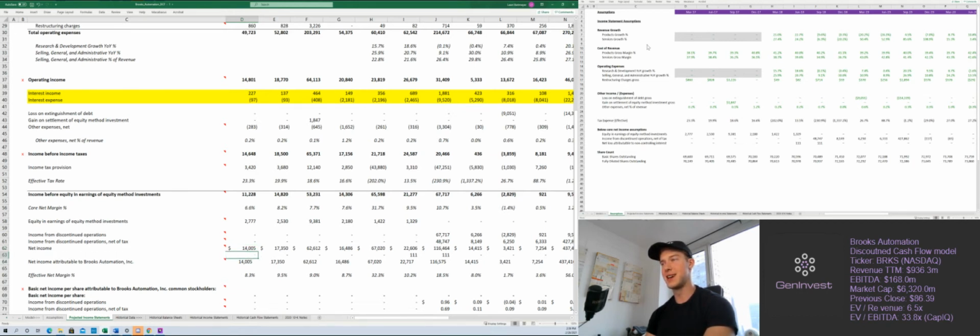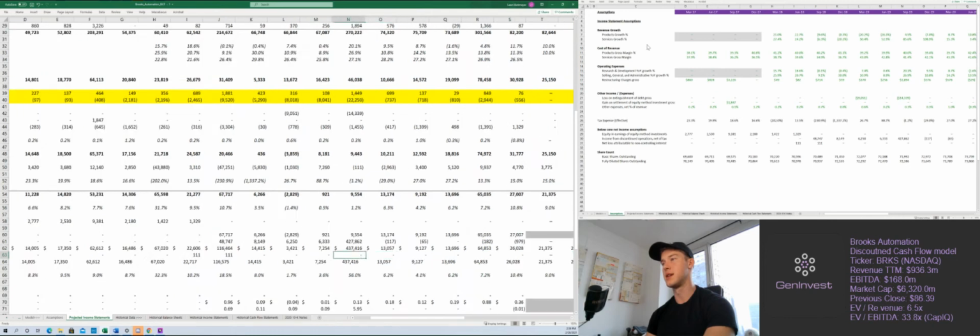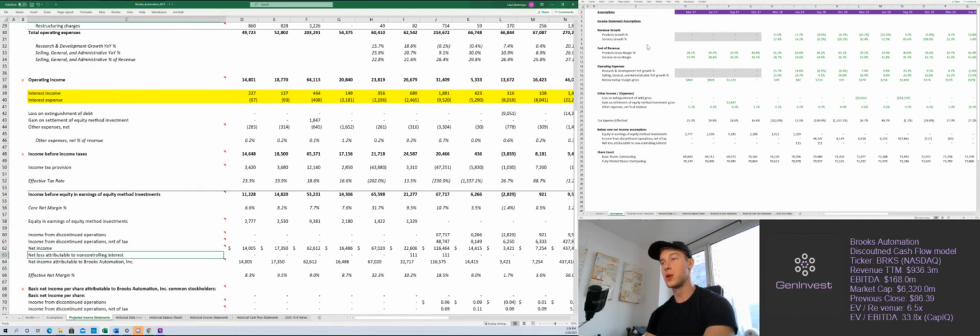We've got some NCI. We'll talk more about non-controlling interest, but this effectively means that they own a majority portion of a business, but not a full portion of the business. And so the statements are consolidated, but we need to make an adjustment for the portion of the business that they don't own, and that's here in non-controlling interest. We have then net income attributable to Brooks Automation. That's the bottom line item here, which gets us an effective net margin.